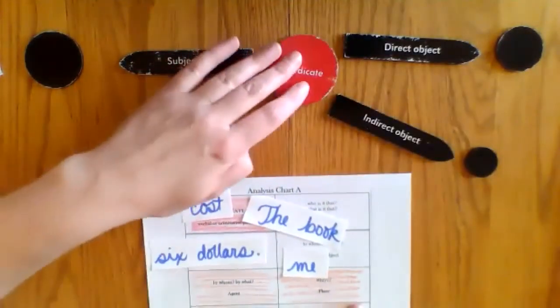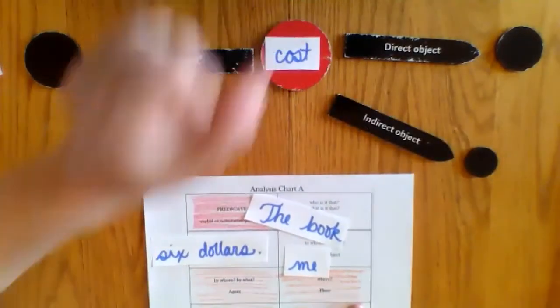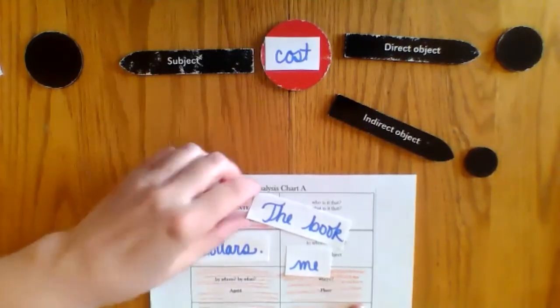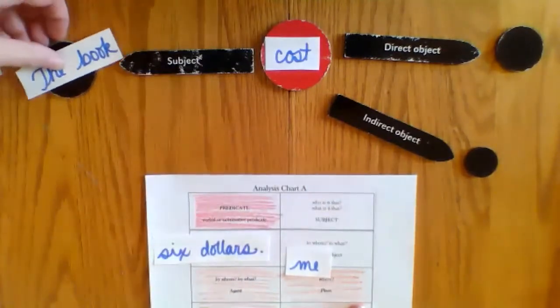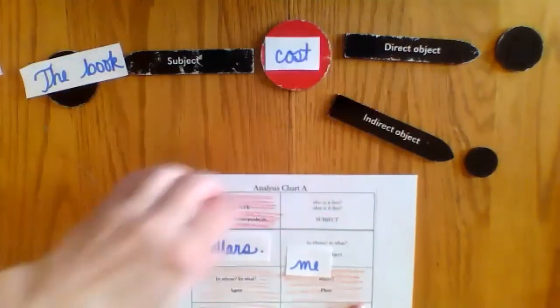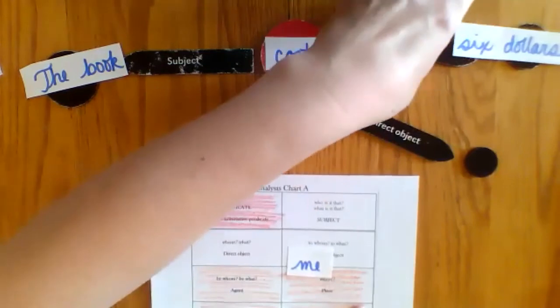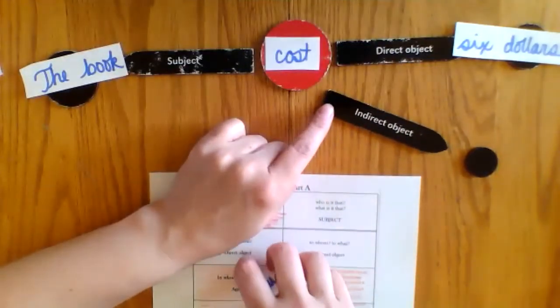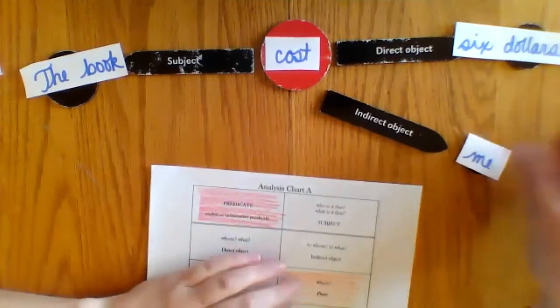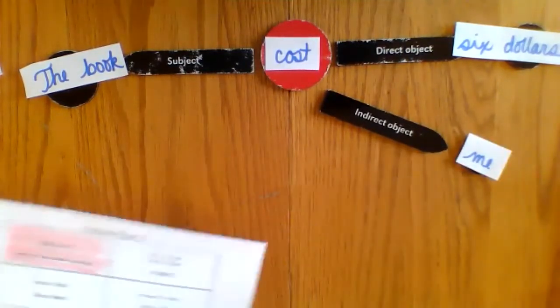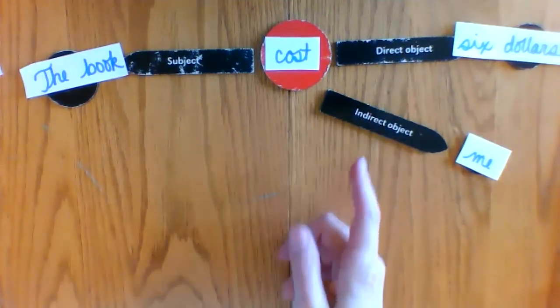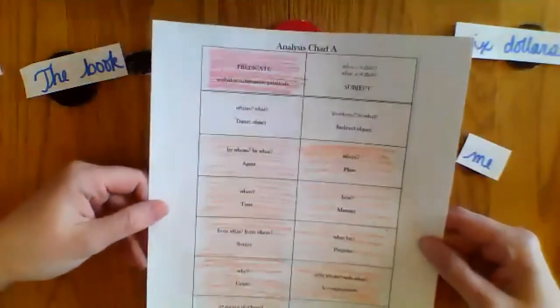Okay, I left these out so we can look at it. Predicate was our action. It's what's happening. It was cost. The subject was what cost? The book cost. The book cost what? $6. The book cost $6 to whom? Me. To me. There you go. So now you have analyzed sentences with both a direct object and an indirect object, and you've had an introduction to chart A.